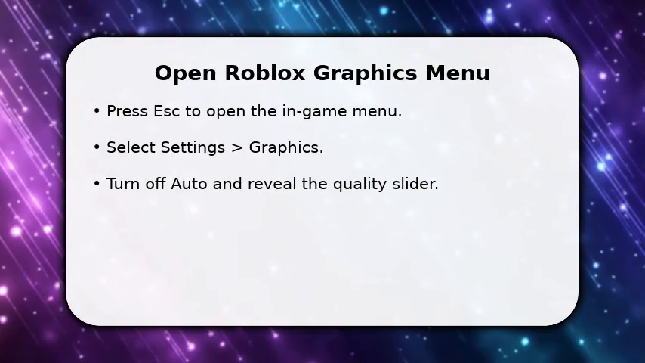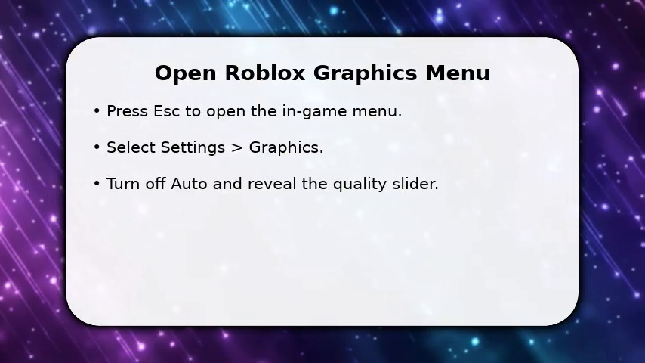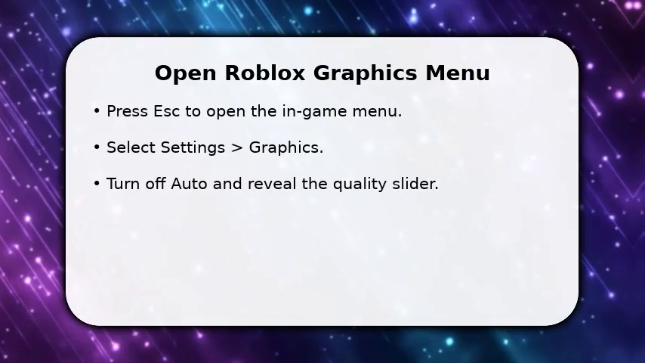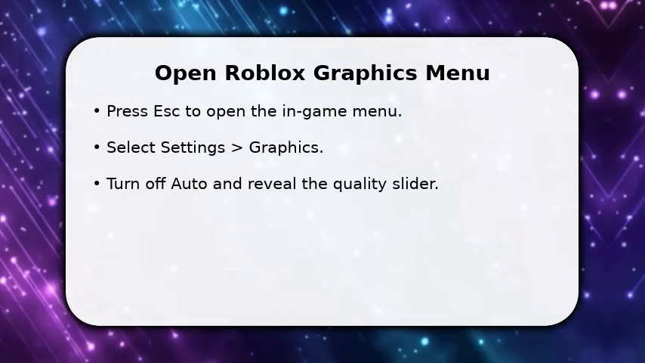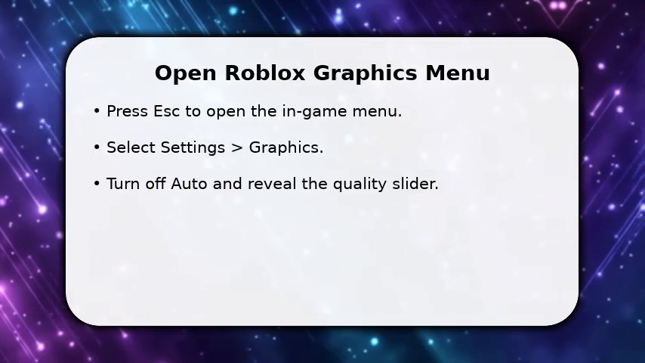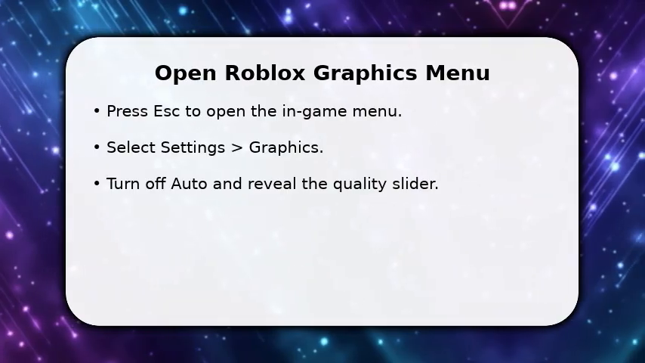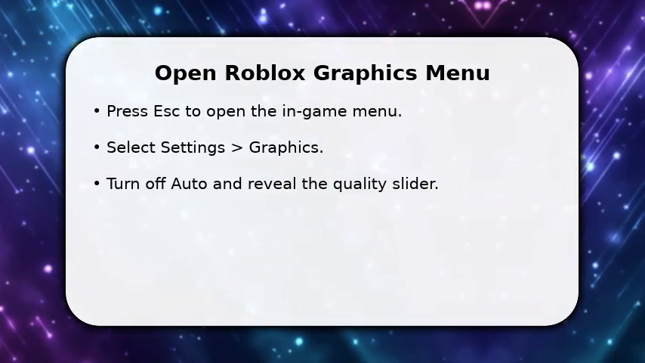You start inside the running Roblox game. Press ESC to open the menu and go straight to Settings, then Graphics. You need to disable Auto Graphics so you can control quality manually. Once done, the Graphics Quality slider appears. This is the only in-game control that changes rendering fidelity and performance.